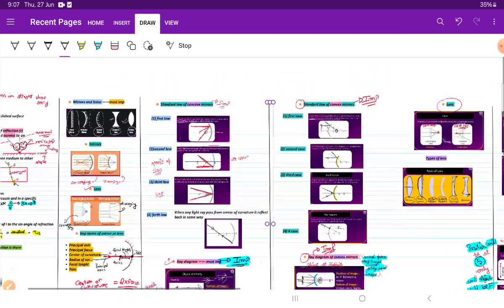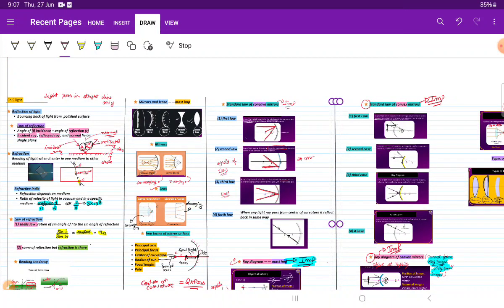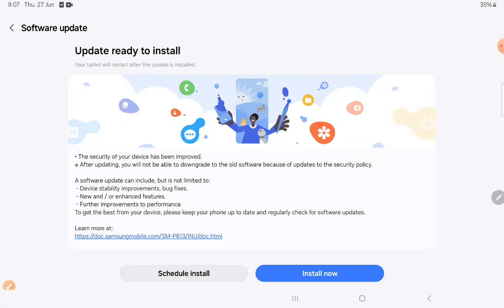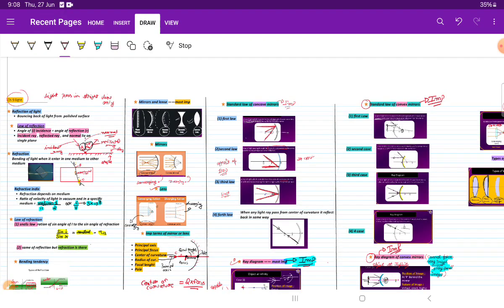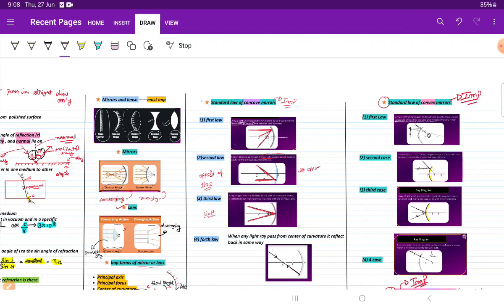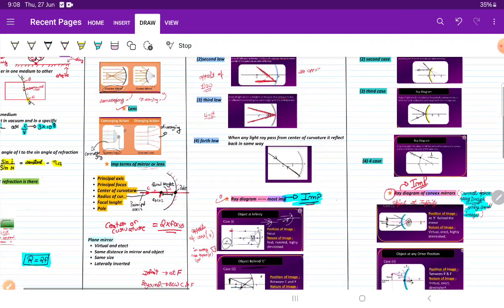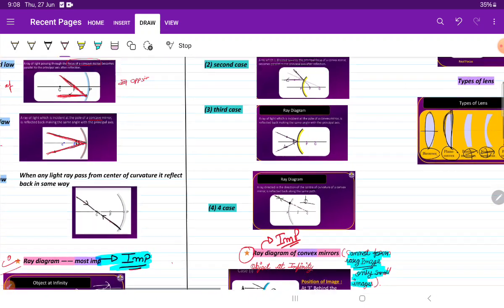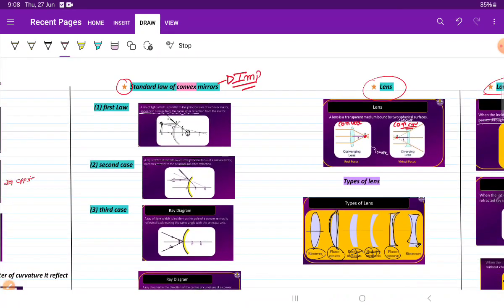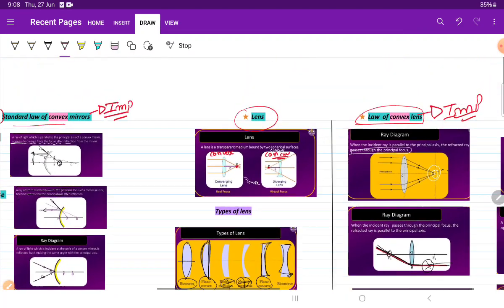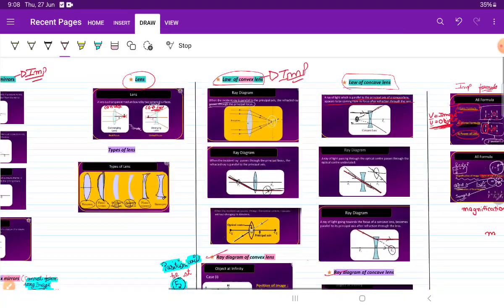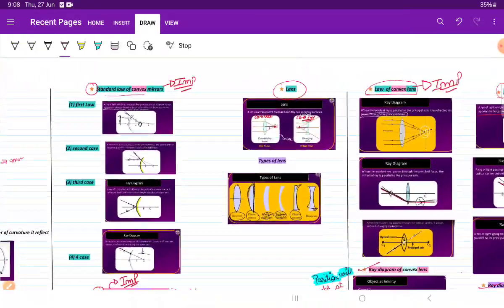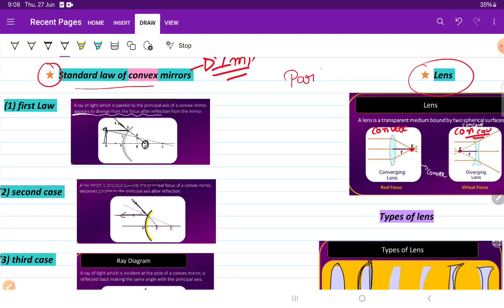In the previous video, we started chapter number 9, Light. So there is some glitch, students. In the previous video we covered the standard laws of concave mirror and the ray diagram of concave mirror. In this video we are going to start with the standard laws of convex mirror, the ray diagram of convex mirror, the lens, concave lens, convex lens, and the formulas. So this is part 2.